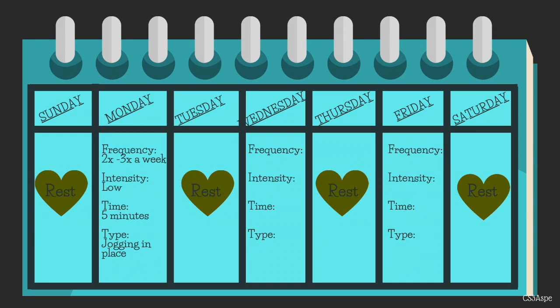Don't forget to put rest on the days that you are not exercising. Here is the example that you may follow. Frequency, 2 times to 3 times a week. Intensity, low. Time, 5 minutes. Type, jogging in place.